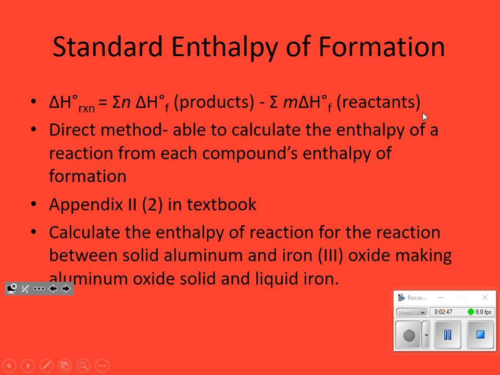What I'm going to do, so again, don't write down this, but I'm going to switch over to Smart Notebook here, and I'm going to show you a sample problem. So this question says calculate the enthalpy of a reaction between solid aluminum and iron 3 oxide, making aluminum oxide solid and liquid iron. This is actually the reaction for something called iron ferrite. So we're making basically lava. So I will switch over and show you how to do this particular problem.